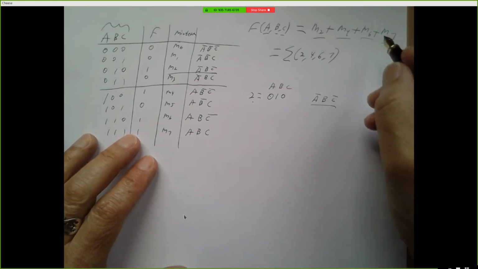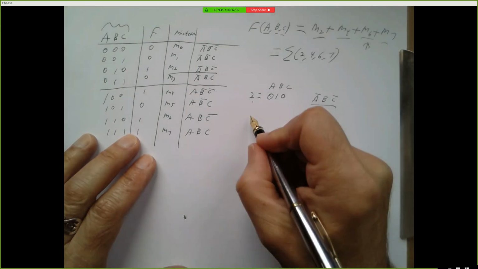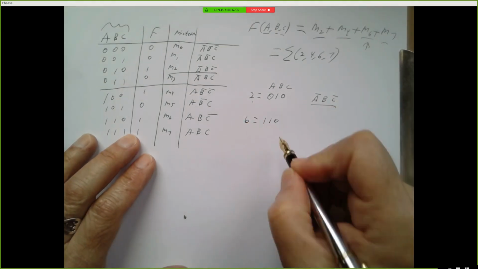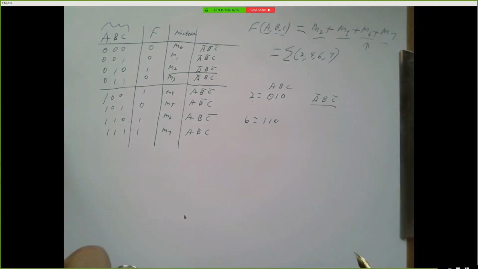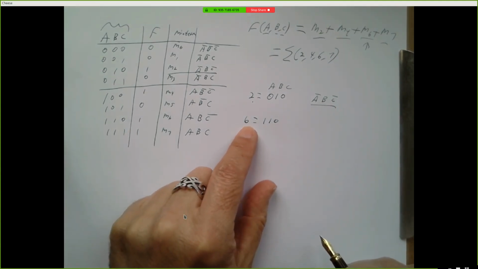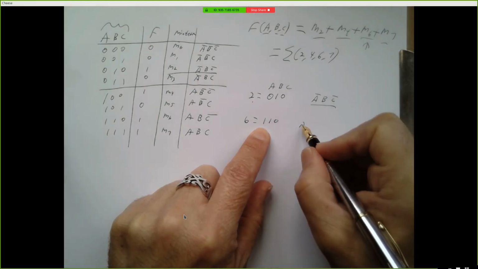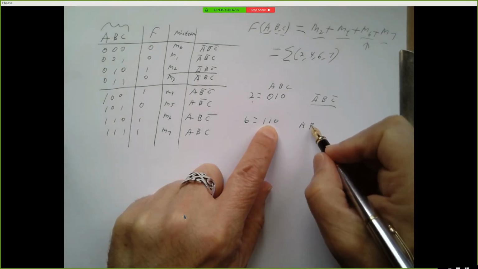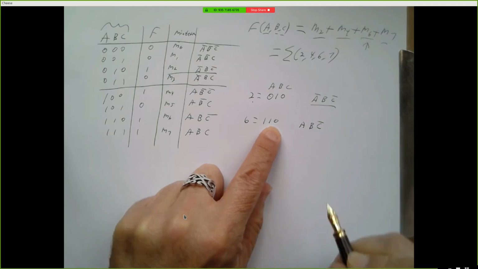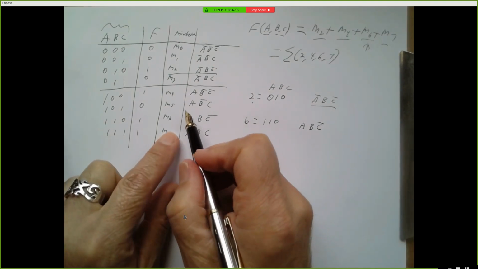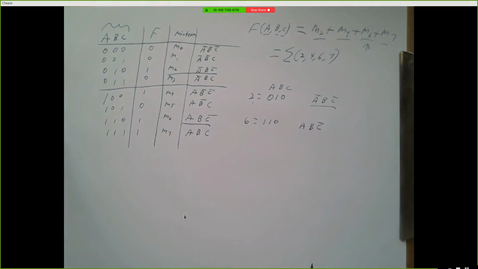And the number 6, for example, is 1, 1, 0. So what's the minterm that corresponds to the 6th row of our table? Well, there's a 1 for A, so that's A. There's a 1 for B, so that's B. There's a 0 for C, so that's C bar. That's minterm 6, A, B, C bar.